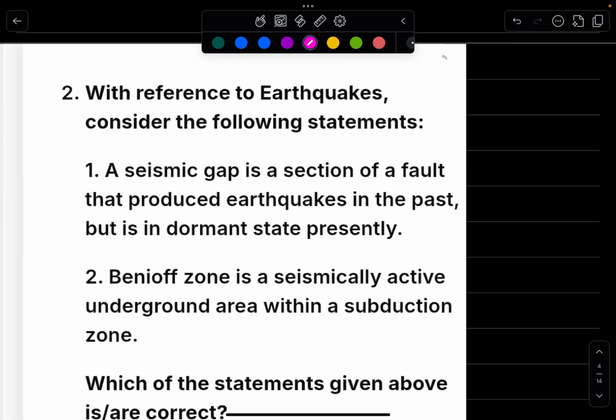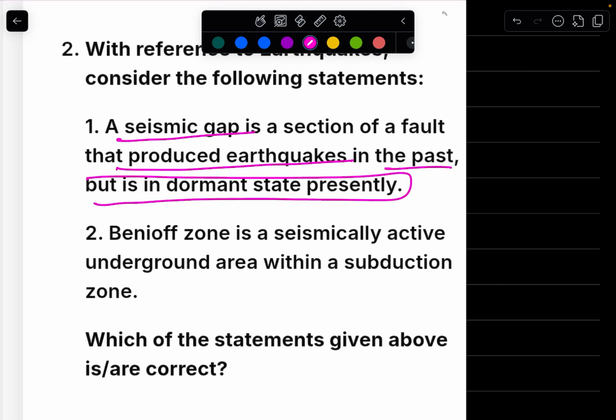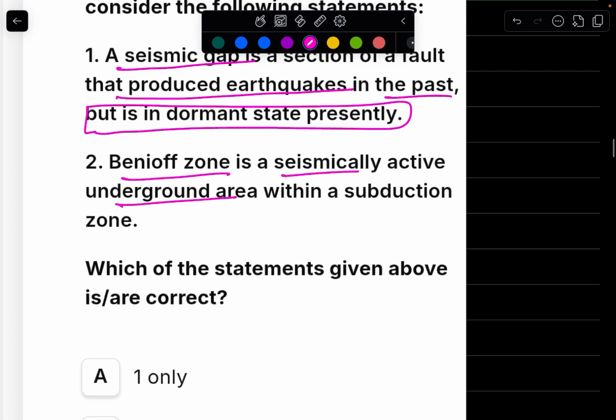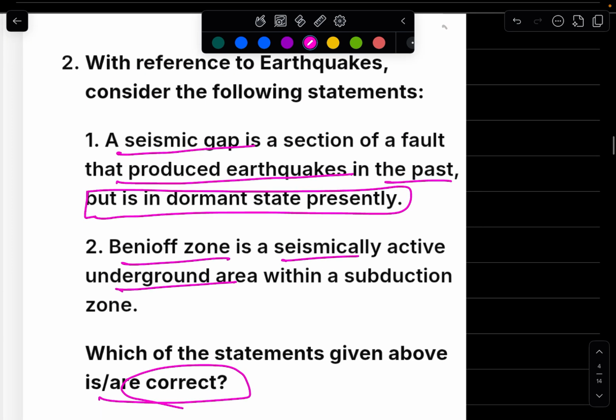Now the third question for today is, with reference to earthquakes, consider the following statements. A seismic gap is a section of a fault that produced earthquakes in the past, but is in a dormant state presently. Benioff zone is a seismically active underground area within a subduction zone. Now we have to see which of the statements given above is or are correct. If you know what a seismic gap is, then you will be able to answer this question very well.